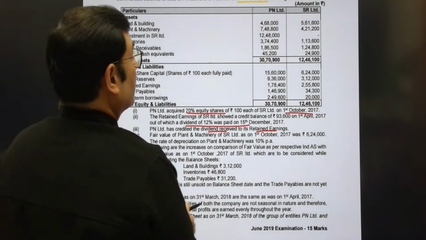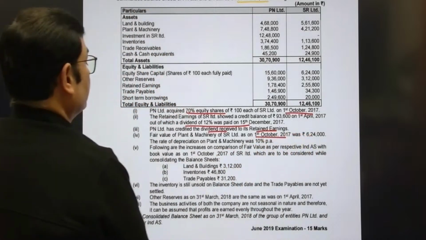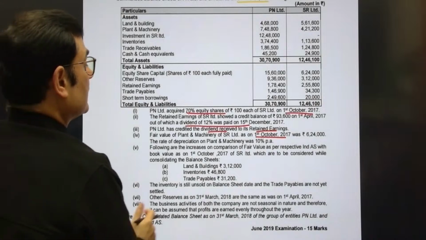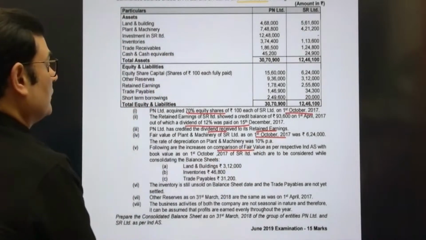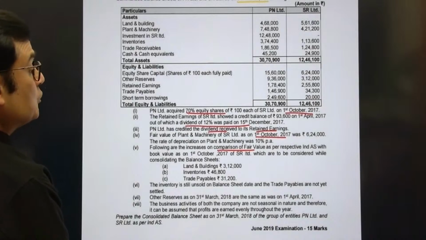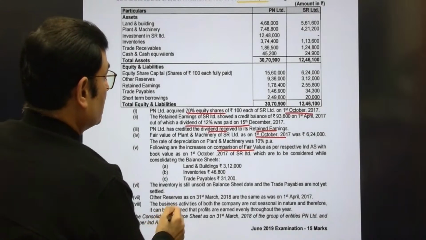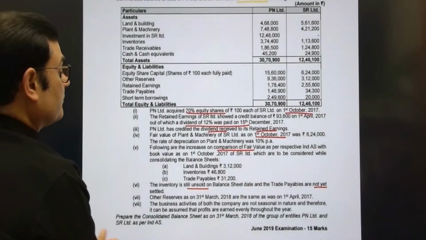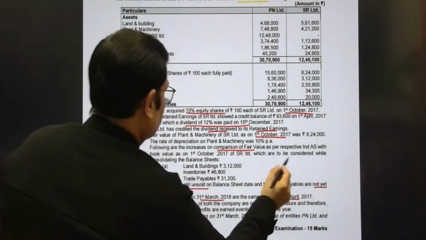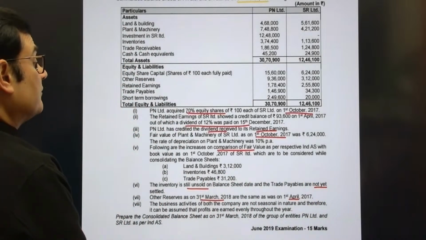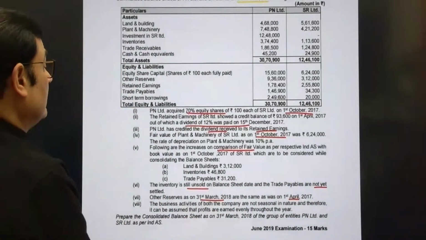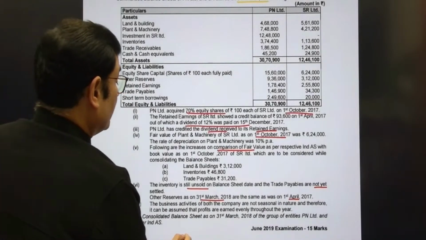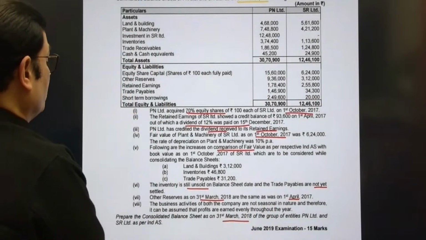The fair value of the plant and machinery on 1st October 17 is given and the depreciation rates are given. The following are the increases in comparison of the fair value with the book value on 1st October, which need to be considered in consolidation. Inventory is still unsold and the trade payable are not yet settled. Other reserves on March 18 as well as on 1st April 17 is same. The business activities of both the companies are not seasonal and therefore it can be assumed that profits are earned evenly throughout the year. We're required to make a balance sheet on March 18 for the group as per Ind AS.